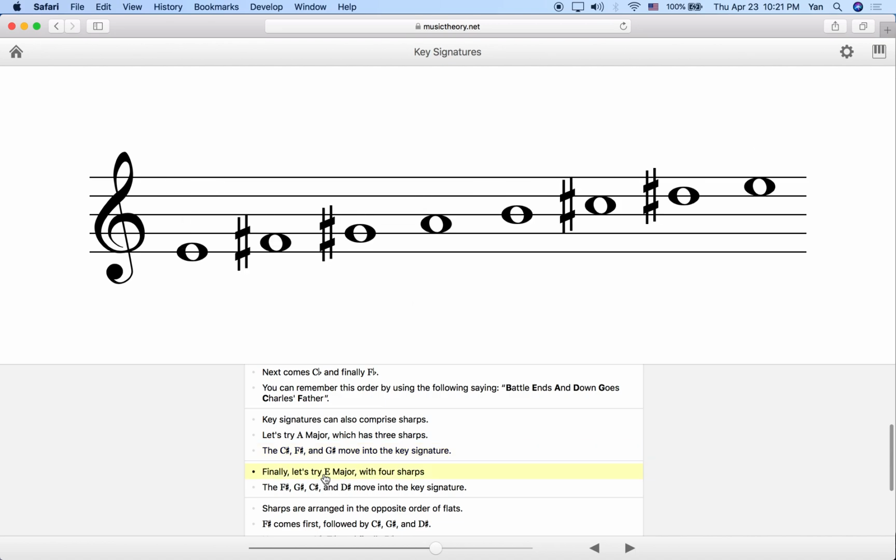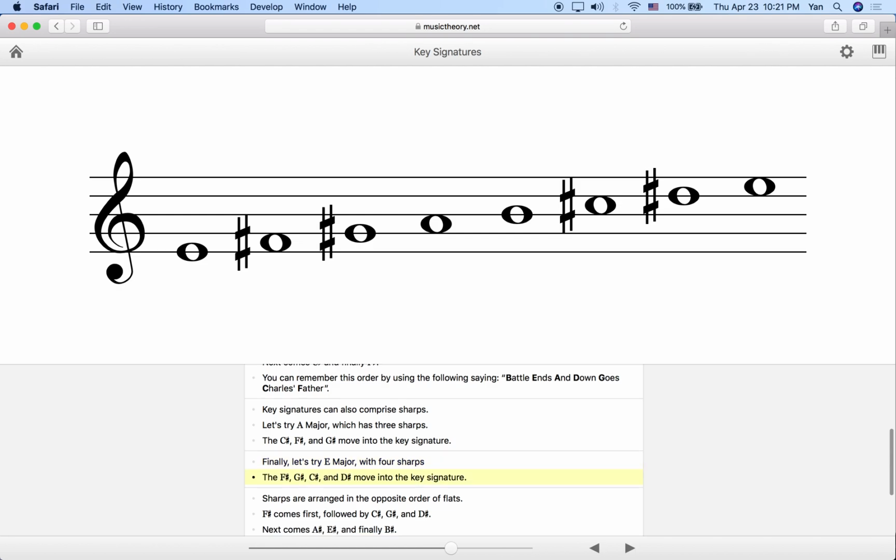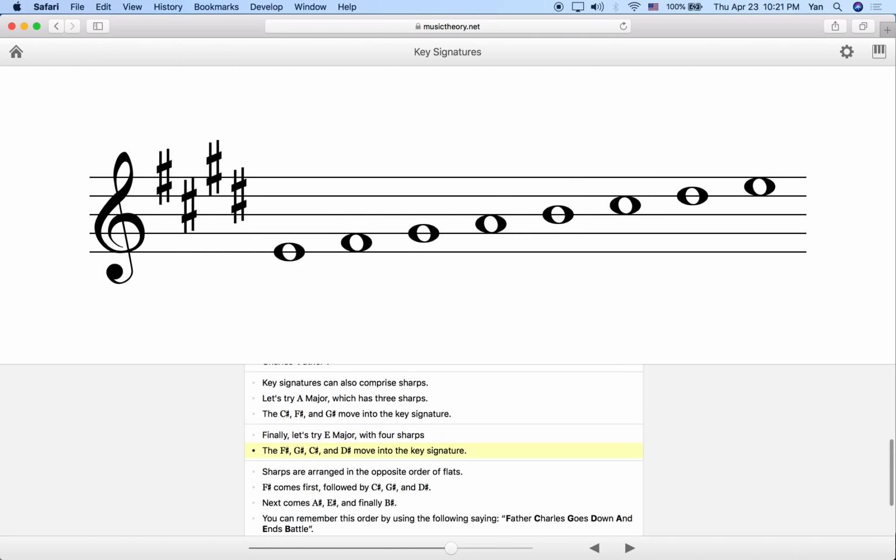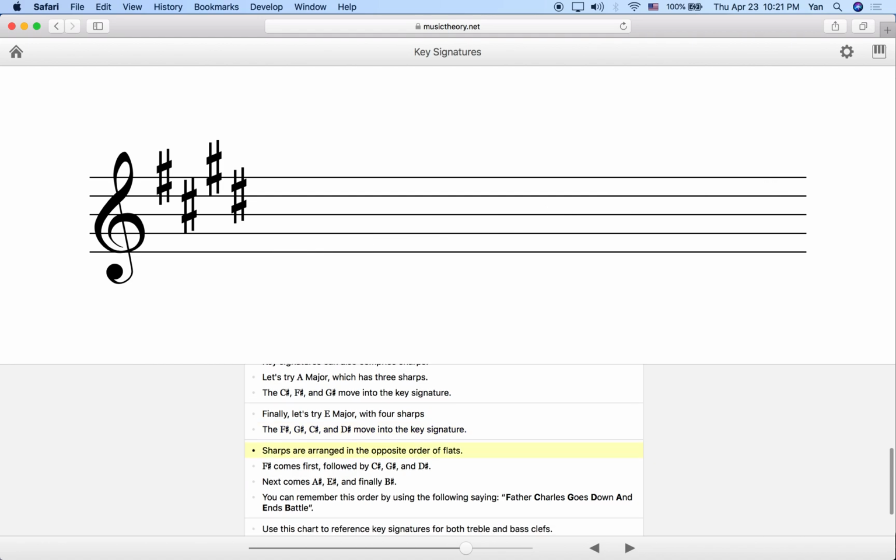So let's do E major. E major has F sharp, G sharp, C sharp, and D sharp. That's 4 sharps. So once again, we move them to the beginning of the staff, and we end up with that. Okay, great. So just like the flats had an order, sharps have a specific order as well.